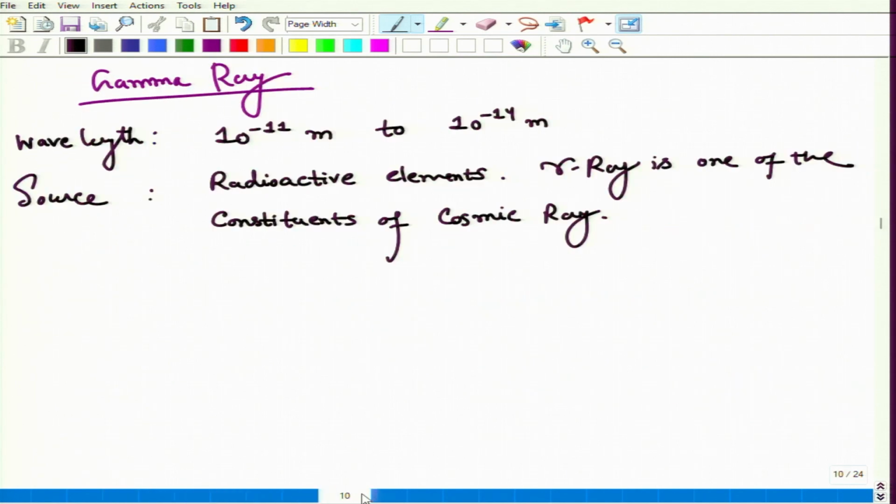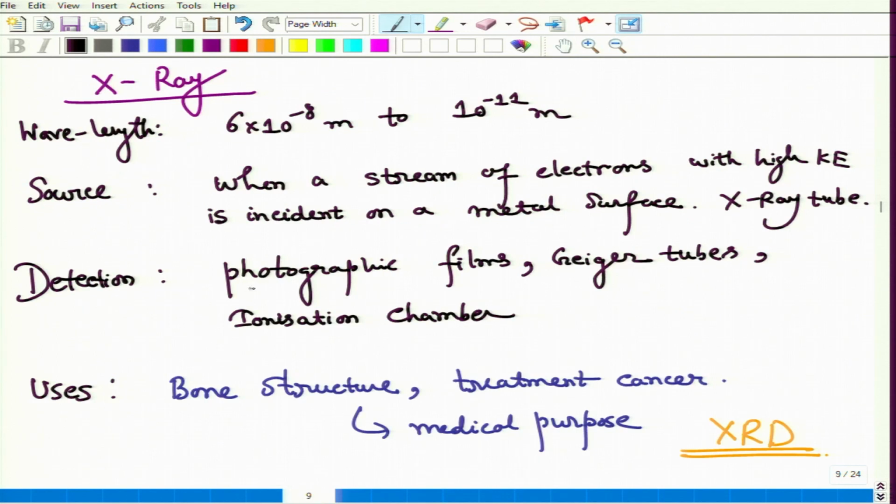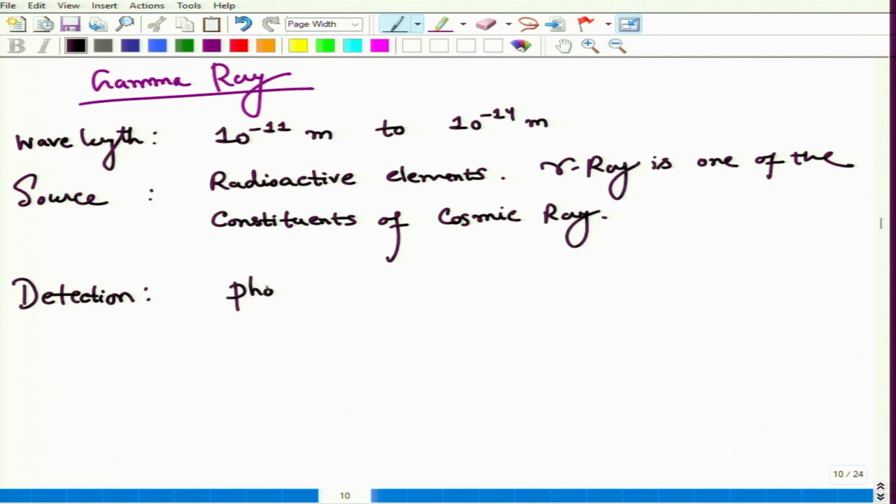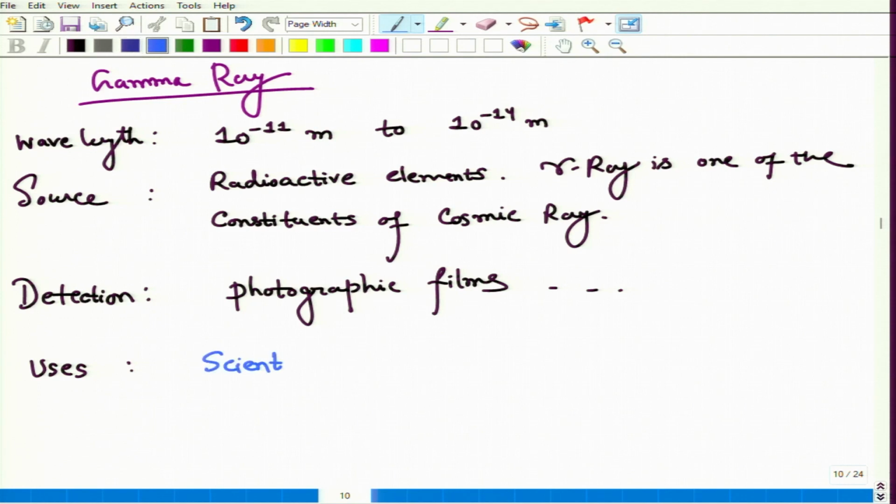Okay. This is the source, the detection. The same detection as in case of X-ray: photographic films, ionization chambers. Okay, this is the detection. This is also used in medical purposes. We know this also. Also used in scientific investigation.